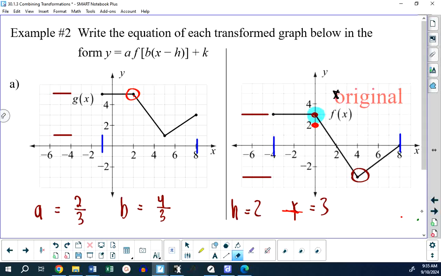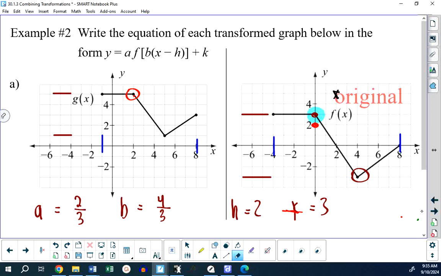And that's, to me, kind of a magical thing, that it doesn't matter which point you choose. You're going to get 2 to the right and 3 up. You could do it with any of those points you like. And there's no simple way around this. You just do it. Okay?